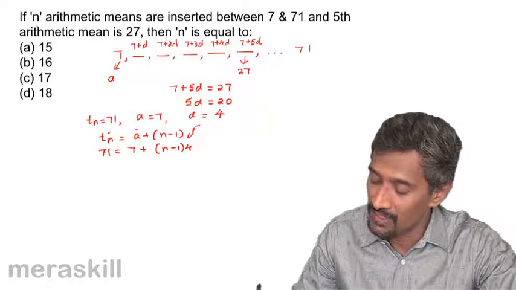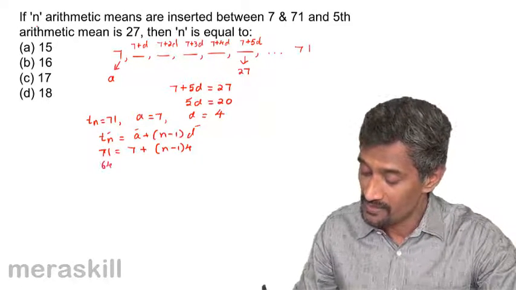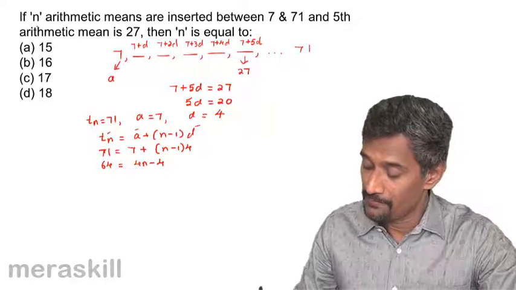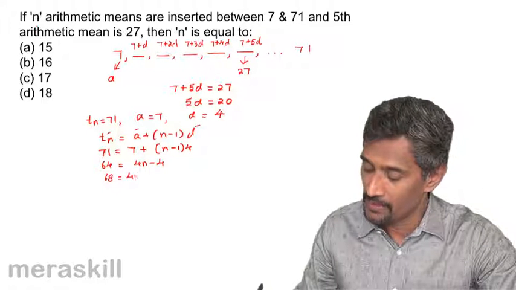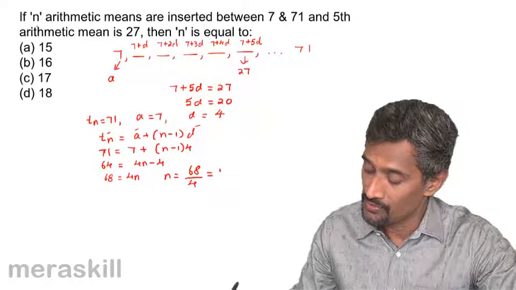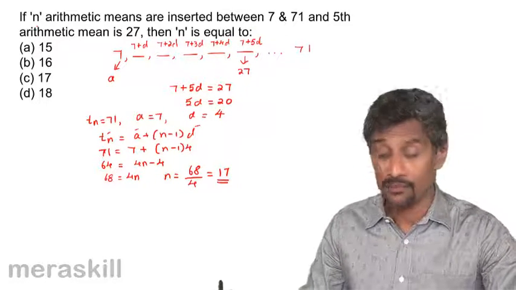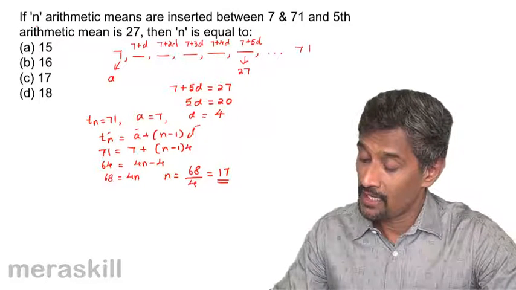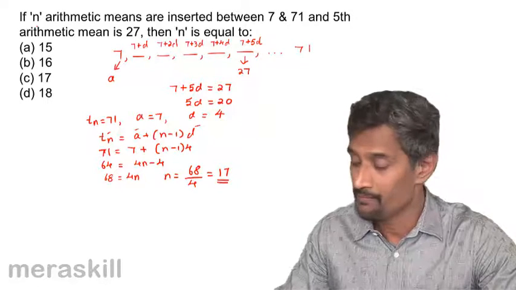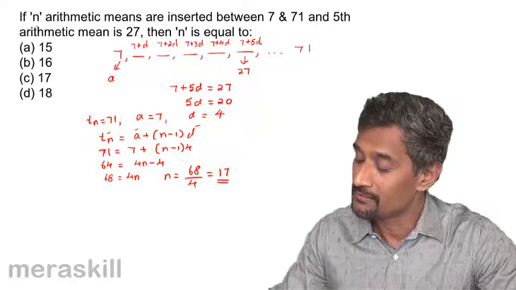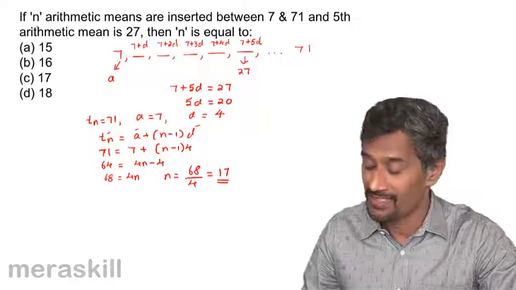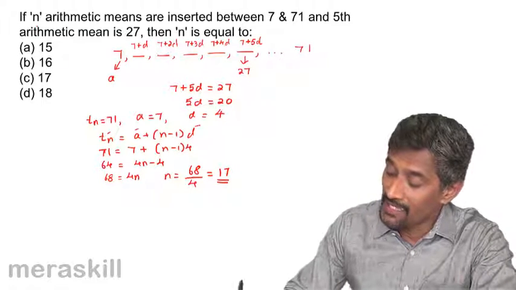So 71 minus 7, 64 is 4n minus 4. So we have 68 is 4n. So n turns out to be 68 upon 4, which will be 17. That means there are 17 arithmetic means in between them. So that overall there are 17 plus 2, 19 terms in an AP. So n turns out to be 17. So we are getting n as 17.